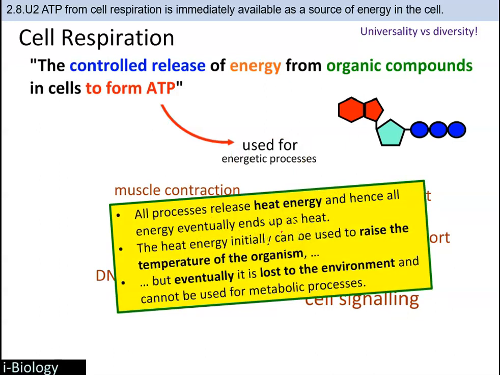Yeah. So all processes release energy, and hence all energy eventually ends up as heat. The heat energy initially can be used to raise the temperature of the organism. Once you are using energy, once you are producing energy from the organic compounds, definitely you will produce heat as a form of energy as well. Eventually, this heat is lost to the environment and cannot be used for metabolic processes.